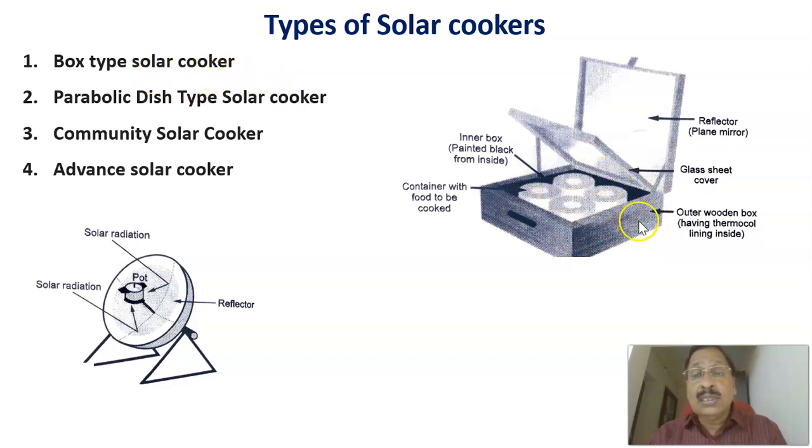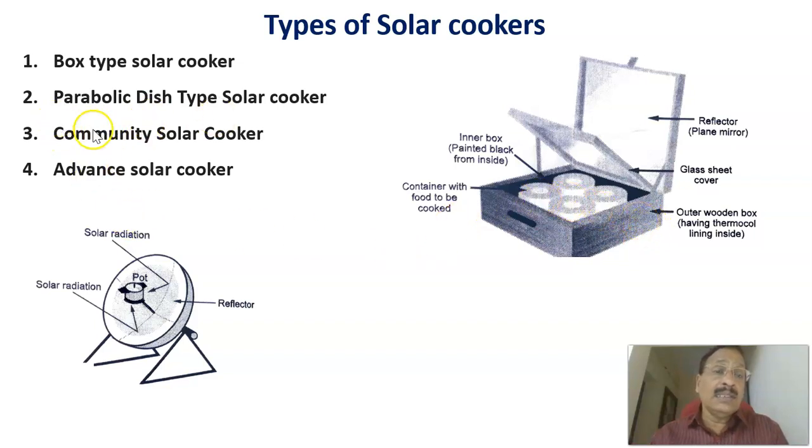This is just like a box, and here there is of course a reflector that reflects the solar radiation and makes it fall on the box. The inner box is painted black from the inside, so when solar radiation falls here, it gets heated. Of course, the container with the food to be cooked is kept inside the box, which is painted black inside, and the outer is a wooden box. Therefore, this is the box type solar cooker.